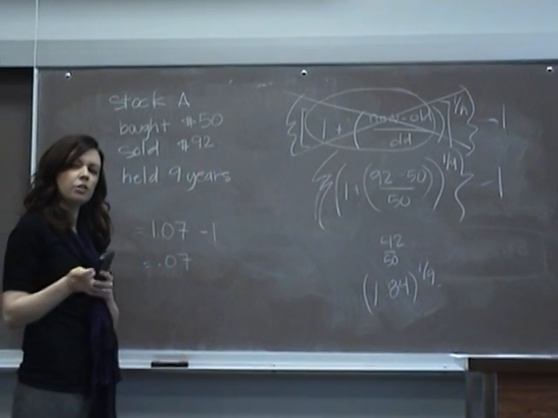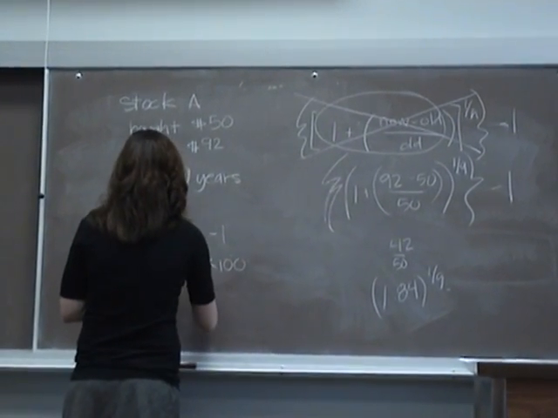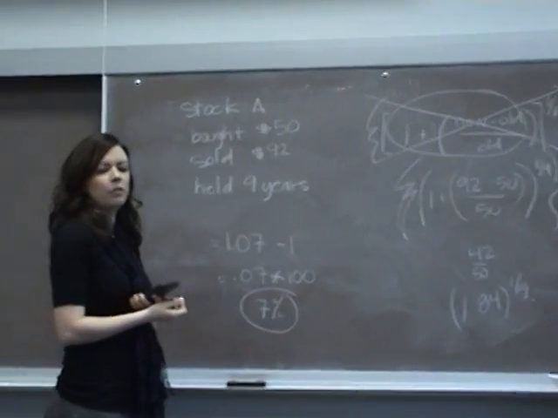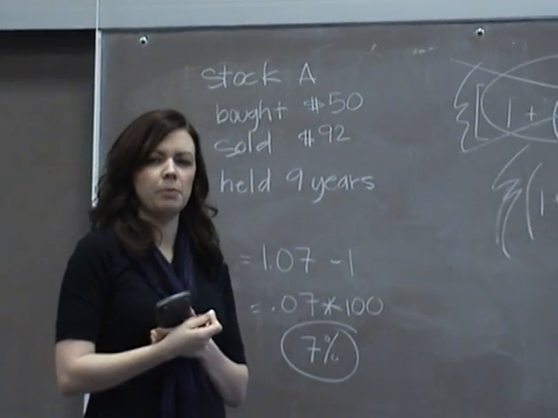Now you can turn that into a percentage by multiplying it by 100. So that stock went up on average 7% every year. That is an example of the annualized percentage change.